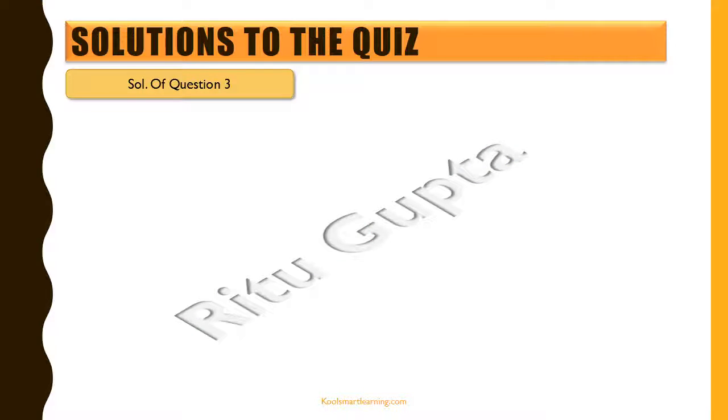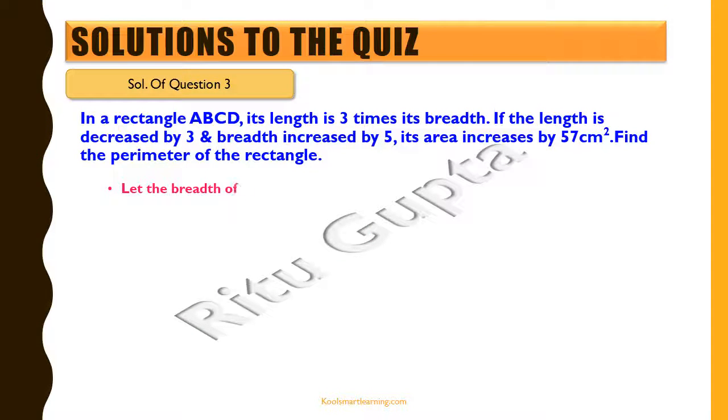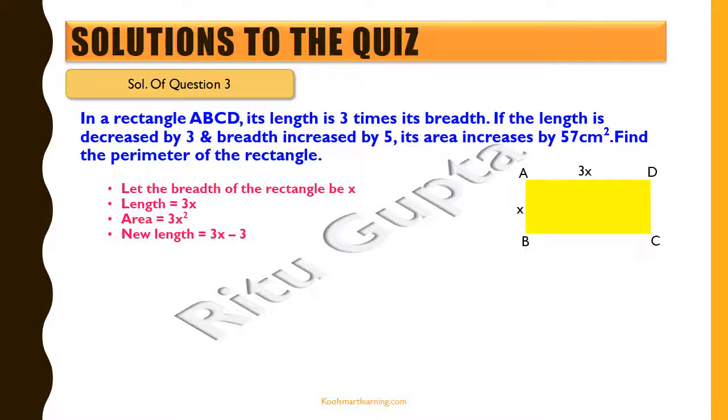Let's look at the solution for question 3. So let's take the original rectangle ABCD, and the breadth of that rectangle is x, and the length is 3 times its breadth. So the length becomes 3x. The area becomes 3x square. Now let's take the length of the new rectangle which is formed, which we take as 3x minus 3 will be the new length, because the length is decreased by 3 and the breadth is increased by 5. So the new breadth becomes x plus 5.